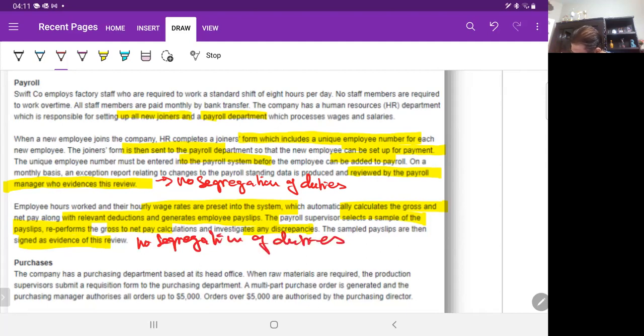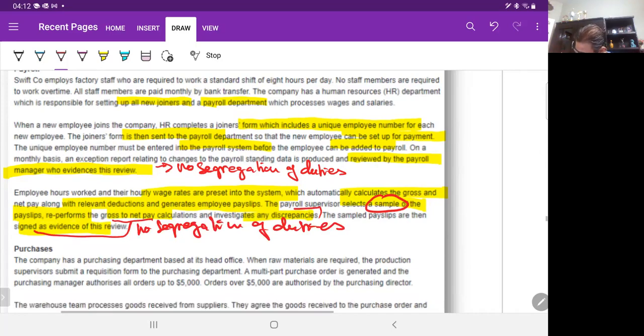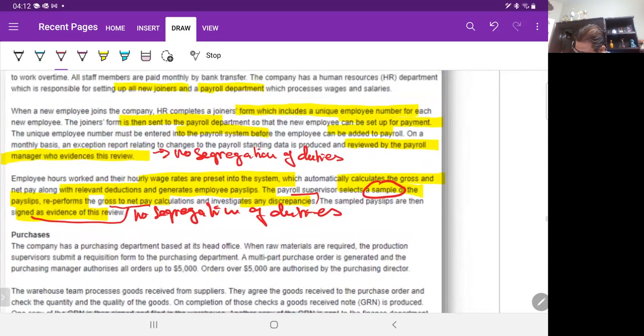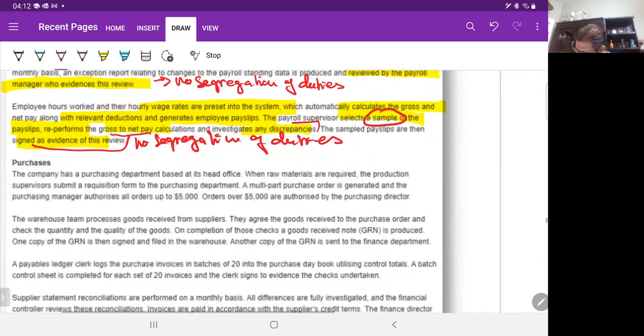The payroll supervisor is selecting payroll slips, reperforming the gross to net pay calculation, investigating any discrepancies if there are any, and the sample pay slips are then signed as evidence for this review only by a payroll supervisor. This should have been reviewed by the payroll manager. We got the two so far. Then purchases.